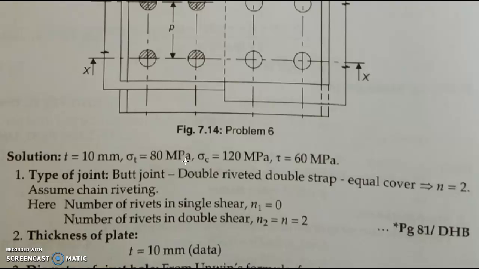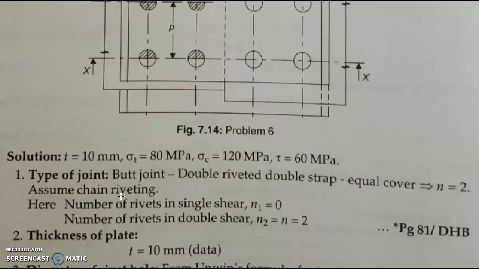Now, according to our design pattern, the first step is the type of joint. Here, the question itself gives it. It is a butt joint, double riveted, double strap. That means the value of n is equal to 2 because it is a double riveted joint. Then, it is assumed to be chain riveting.